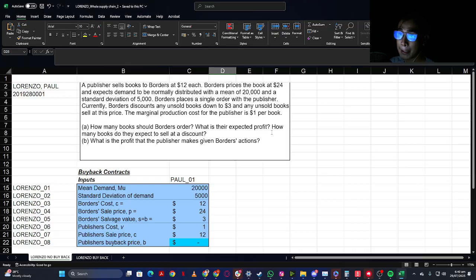All right, so a publisher sells books to Borders at $12 each. Borders sells the book at $24 and expects demand to be normally distributed with a mean of 20,000 and a standard deviation of 5,000. So Borders places a single order with the publisher. Currently Borders discounts unsold books down to $3, and the marginal production cost for the publisher is $1 per book.